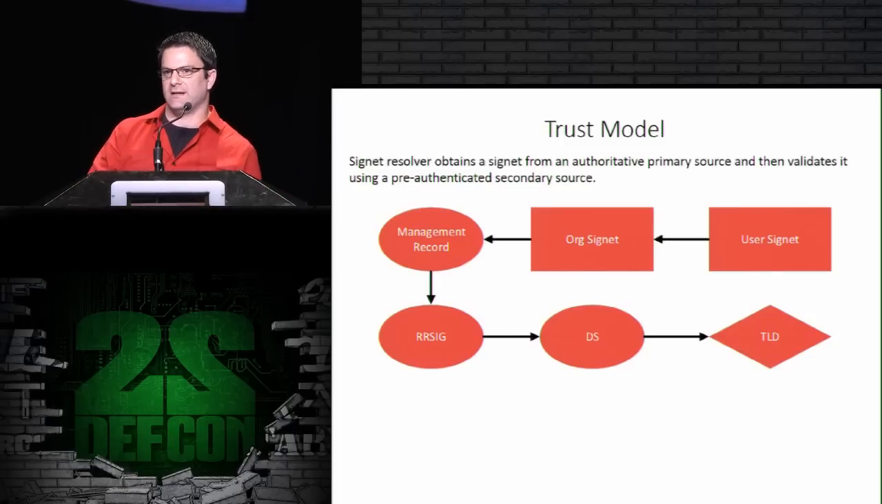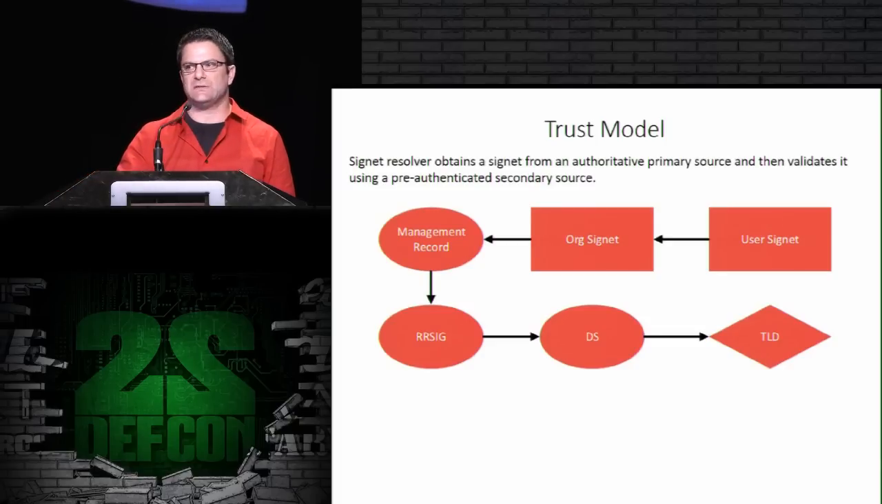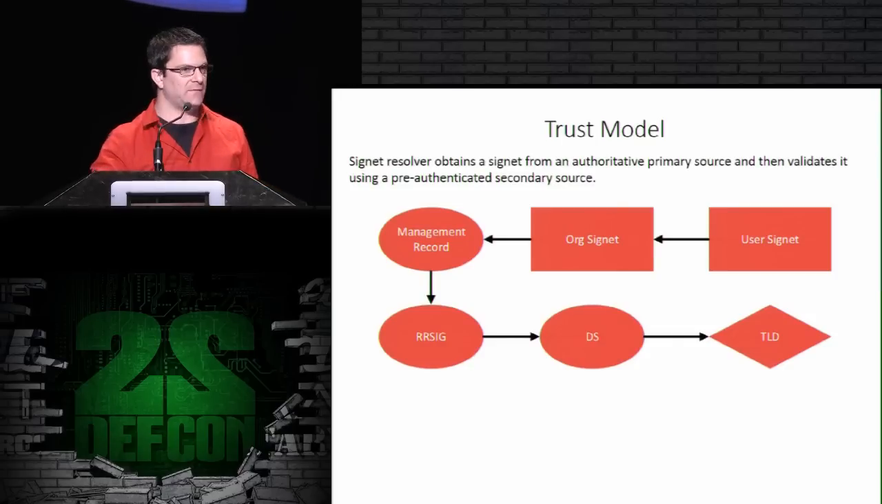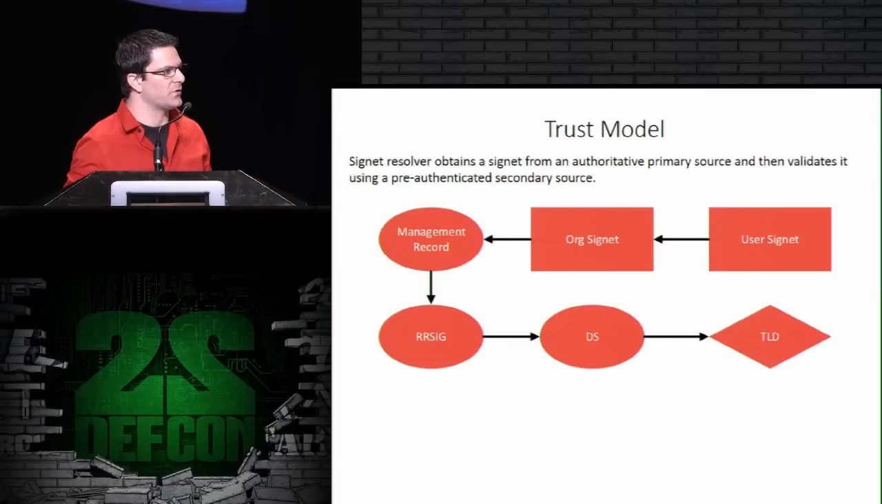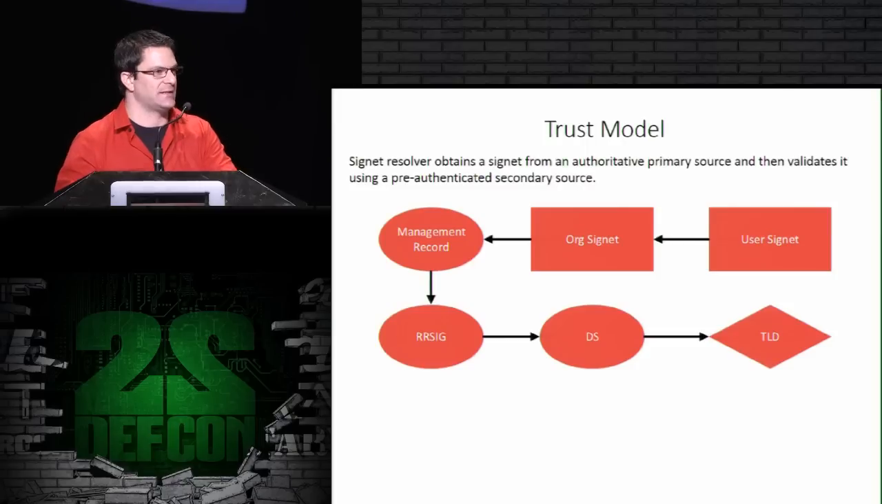DNSSEC is pre-authenticated. The root keys, TLD root keys, ship with your resolver. It's pre-authenticated. And what it means is that if an attacker wants to give you spoofed or false information, fake data, they actually need to compromise one of the keys in this chain in order to do it. They can't just make up an entire alternate internet and stick you on it.